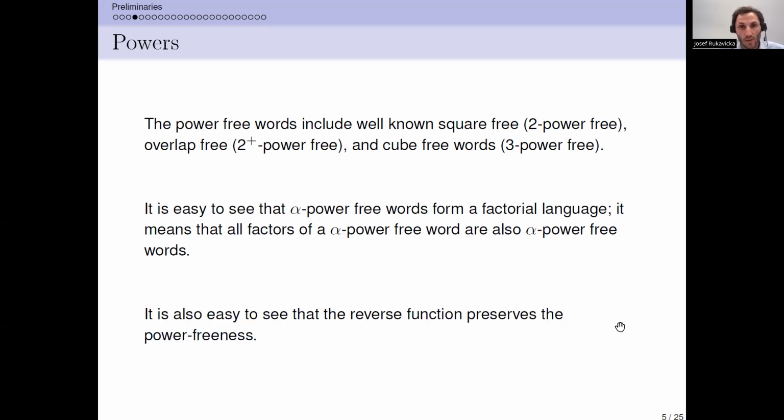Also it is easy to see that the reverse function preserves the power-freeness. So for example, as I presented a couple of minutes ago, for a right infinite word, if I just change the direction, if I make a reverse of it, I get a left infinite word, and I can be sure that it has the same alpha-power-free properties as the original right infinite word. So the reverse function, just changing the direction of the word, doesn't change the power-freeness. Also easy to see, but it's useful to keep it in mind.